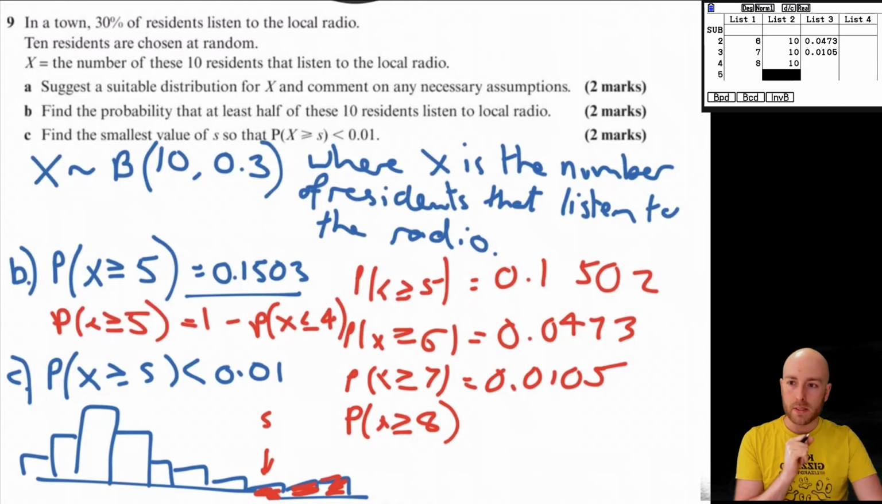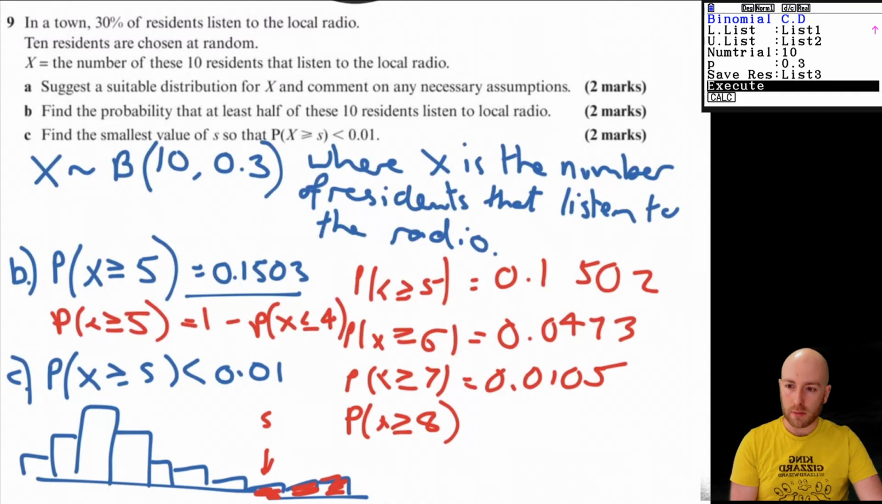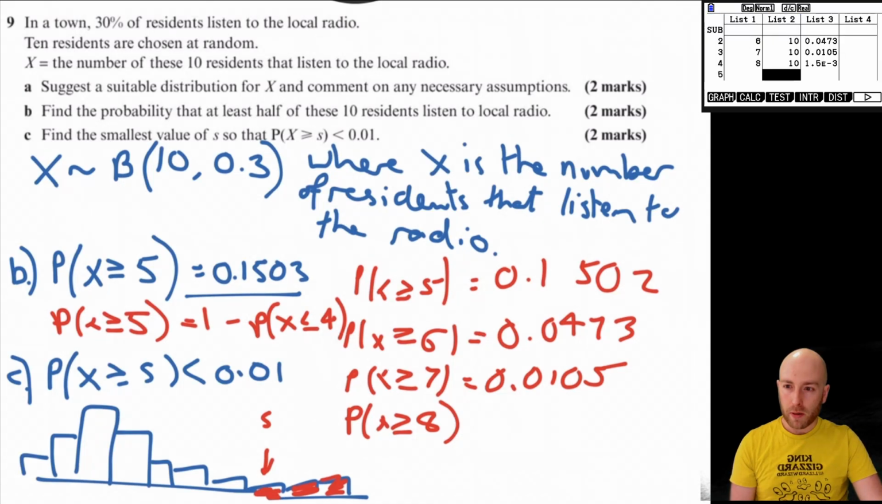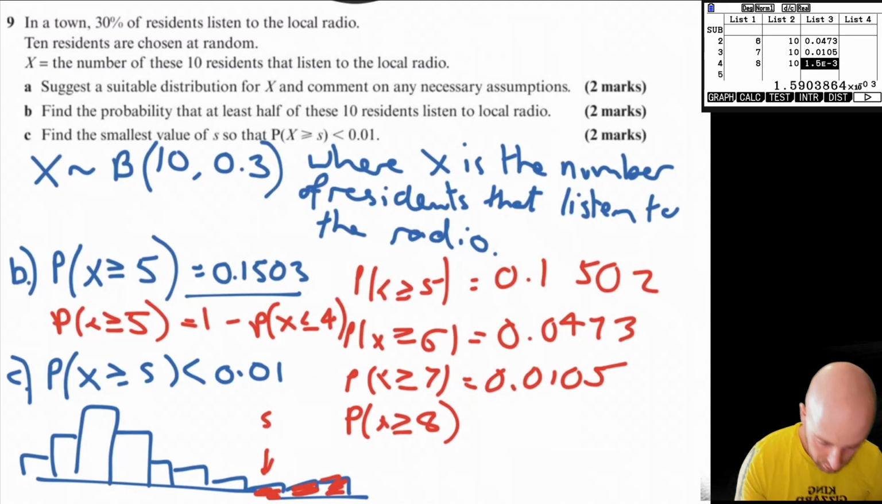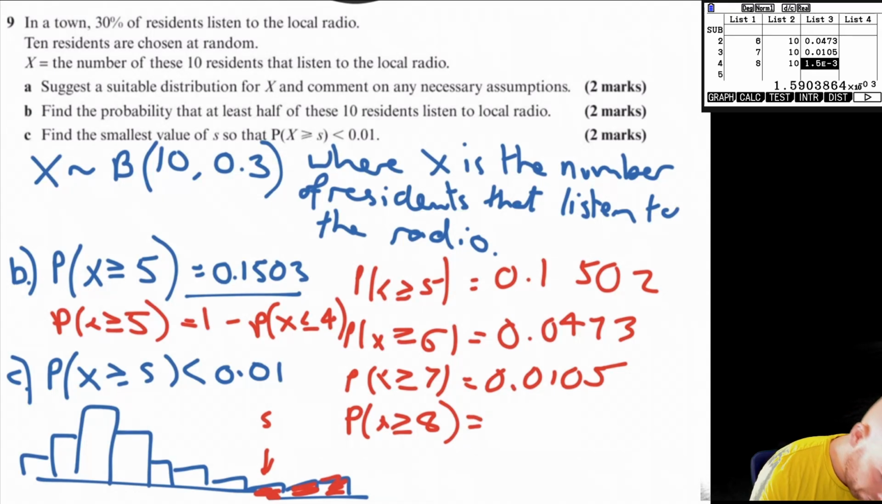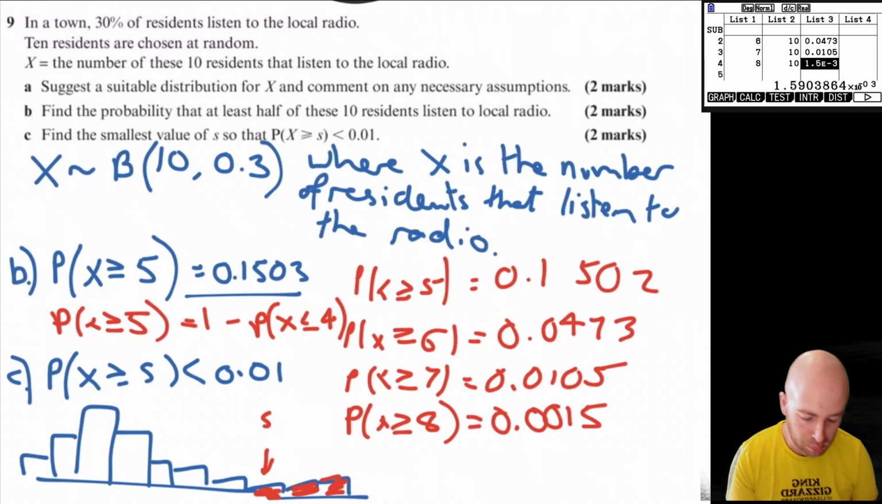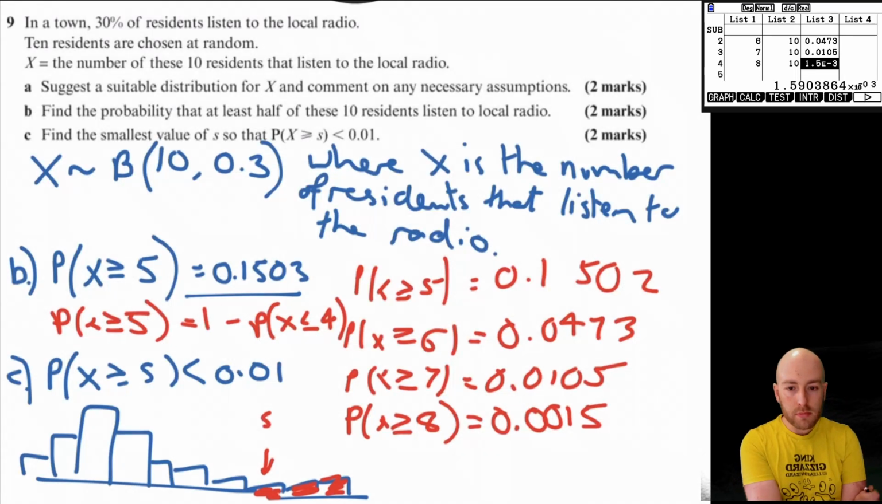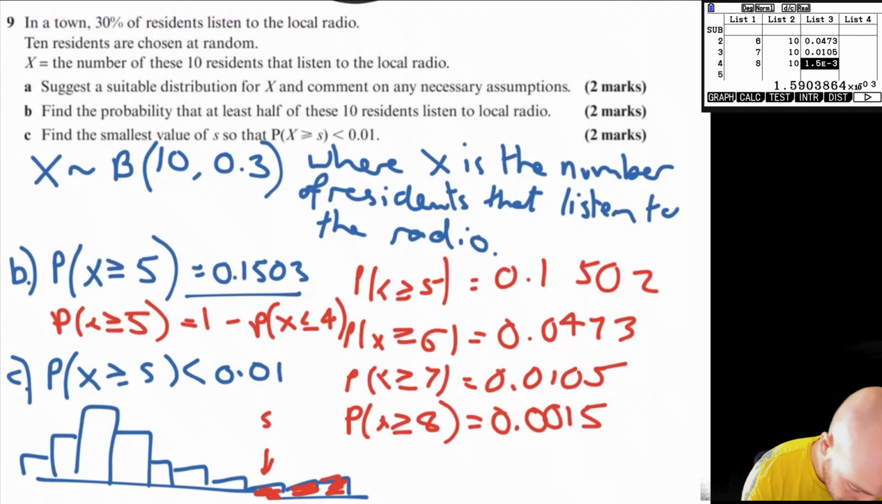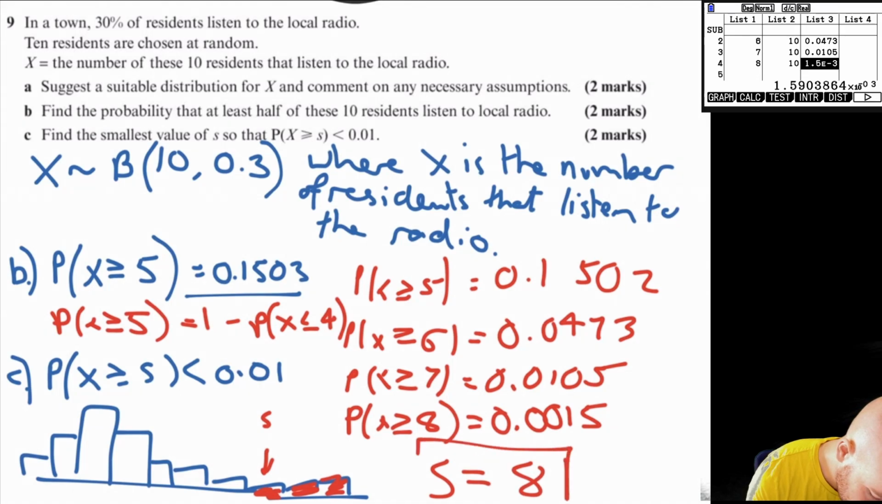It should always set up the same. It does save it there, so I'm just going to go straight to calculate. So 1.5 times 10 to the minus 3, so that is 0.0015. There we go. Okay, so looking at these, it's going to be 8, because that's the first one where it's less than 0.1. 7 was very close, but the 8 is going to be it. So s equals 8. That one.